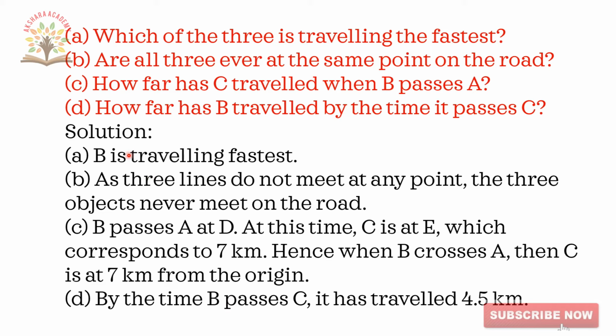The last question, how far has B travelled by the time it passes C? By the time B passes C, it has travelled 4.5 kilometers. Next, go to the next question, that is the seventh one.